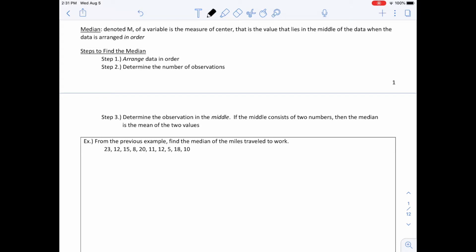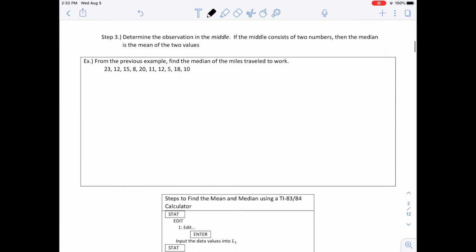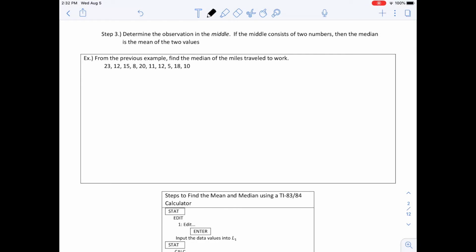The next measure of center that we have is the median. It is denoted capital M. The median of a variable is the measure of center that is the value that lies in the middle of the data when the data has been arranged in order. You can put it in either smallest to largest or largest to smallest. Steps for finding the median: arrange the data in order, determine the number of observations, and then determine the observation in the middle. If the middle consists of 2 numbers, then the median is the mean of those 2 values.